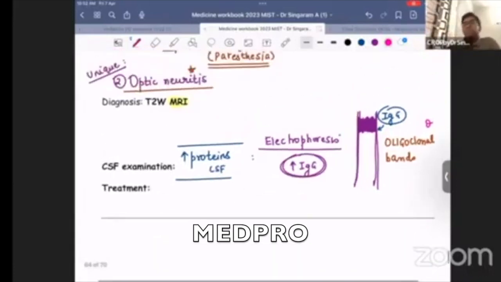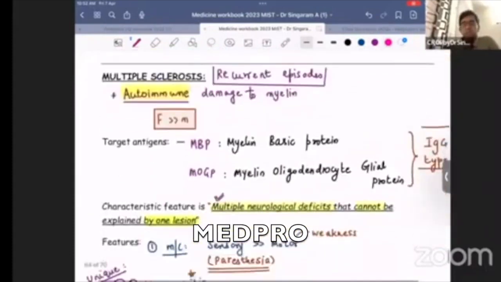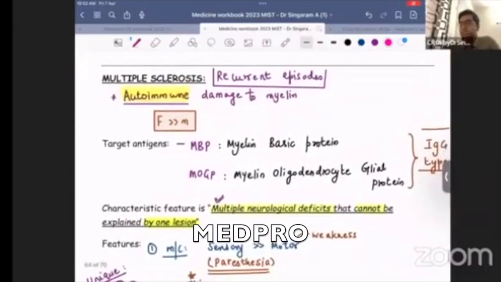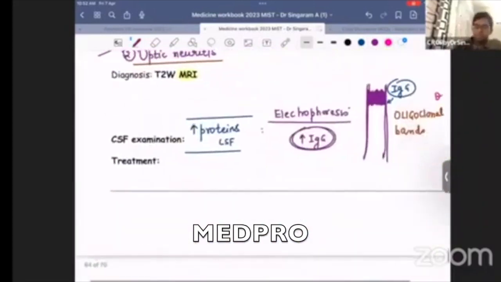Finally, what do you think will be the treatment of choice for this condition? See, it is an autoimmune disorder, right? So for autoimmune disorders, what should be the treatment of choice? It should be steroids. Clear? For autoimmune disorders, it is going to be steroids. I hope you're able to follow this. That's about this particular topic of multiple sclerosis.